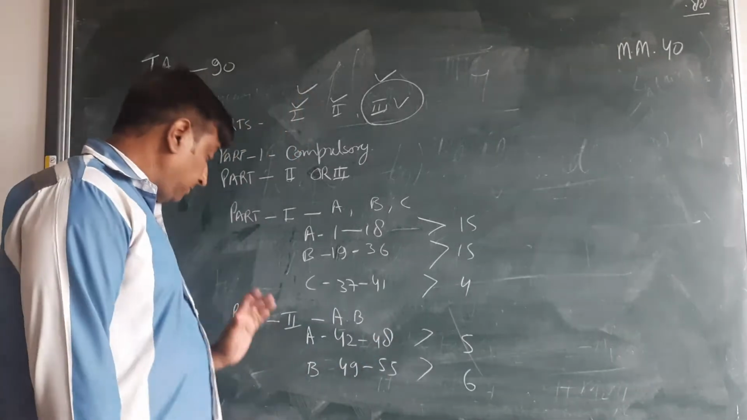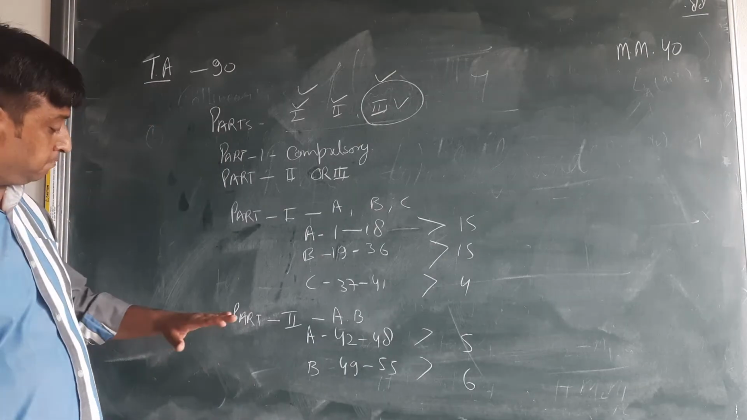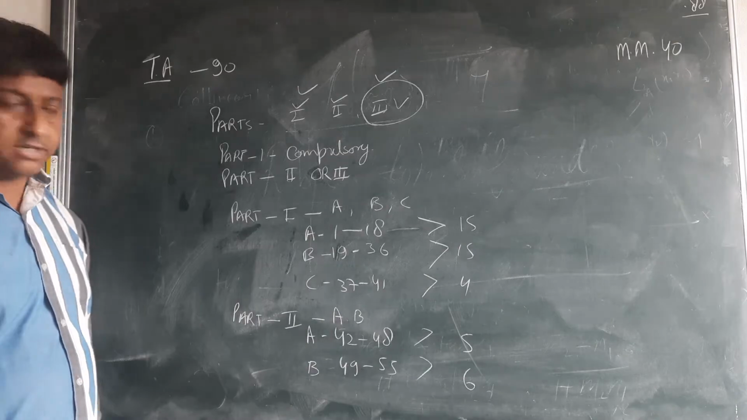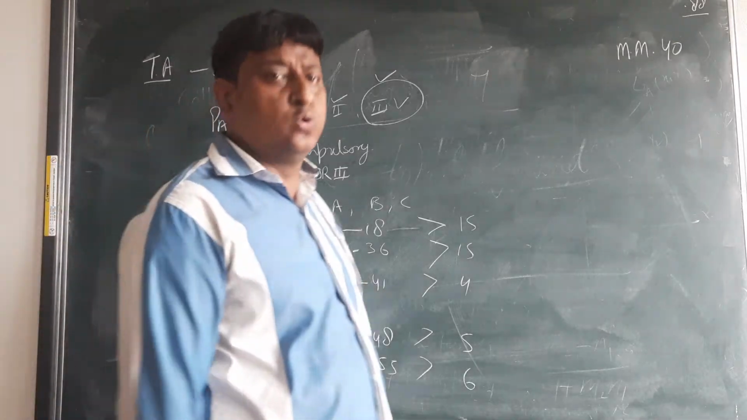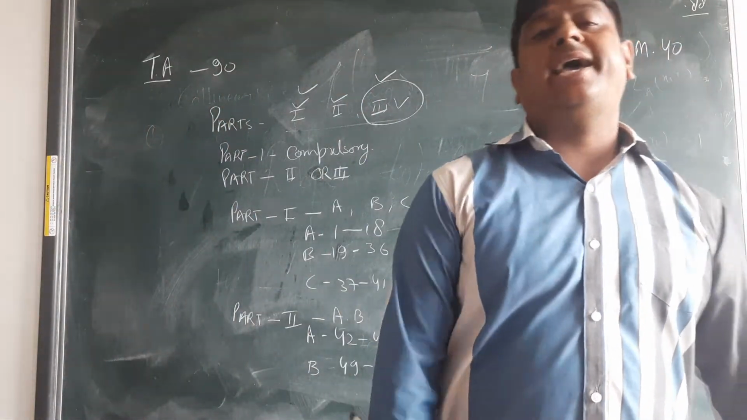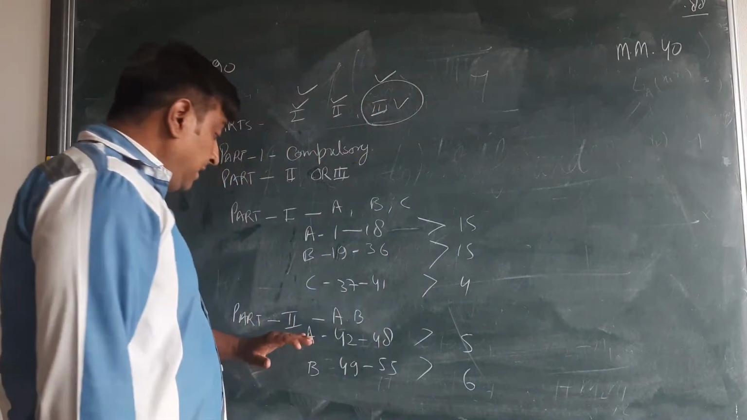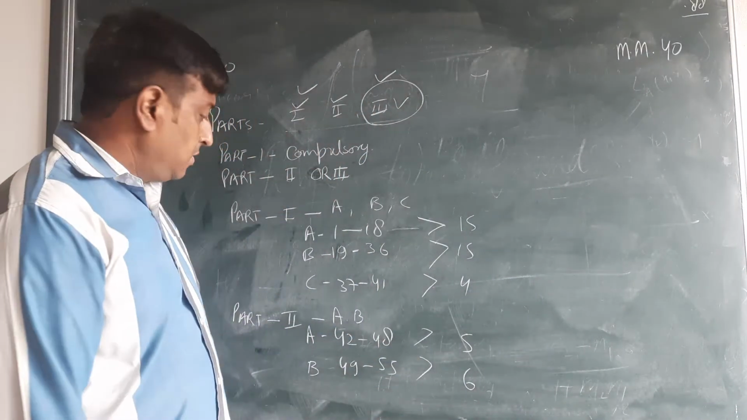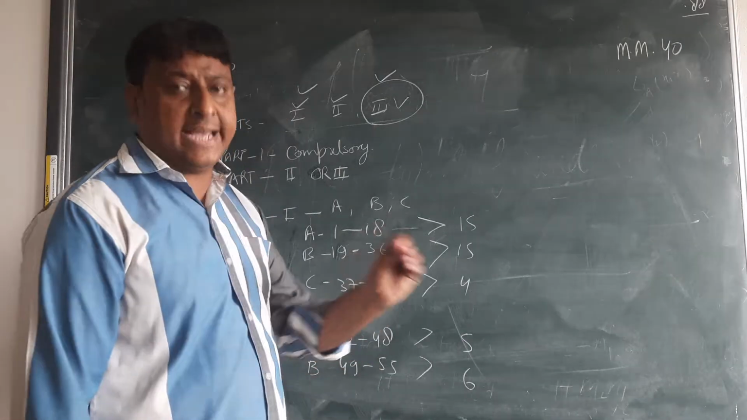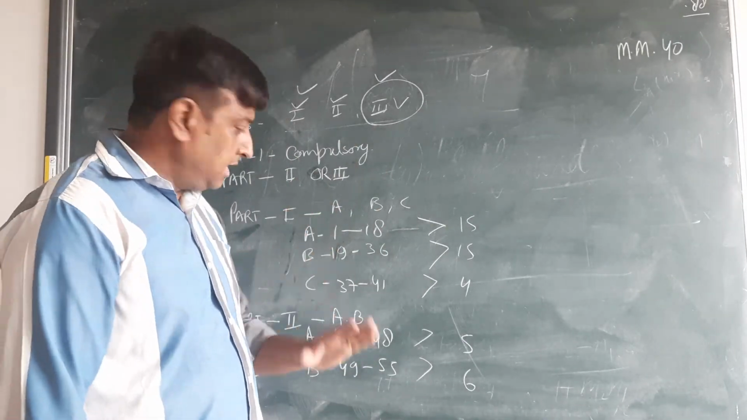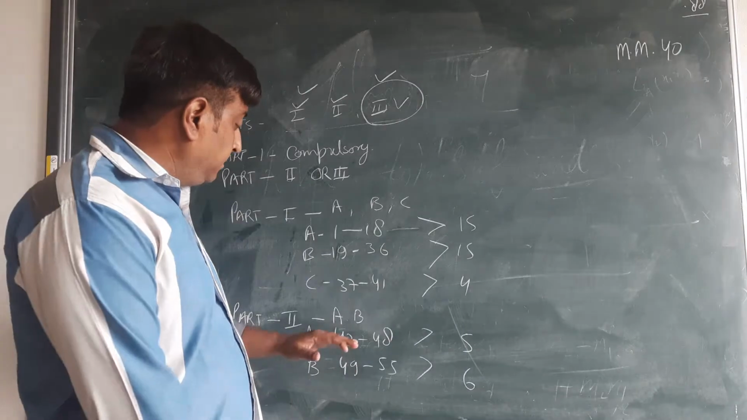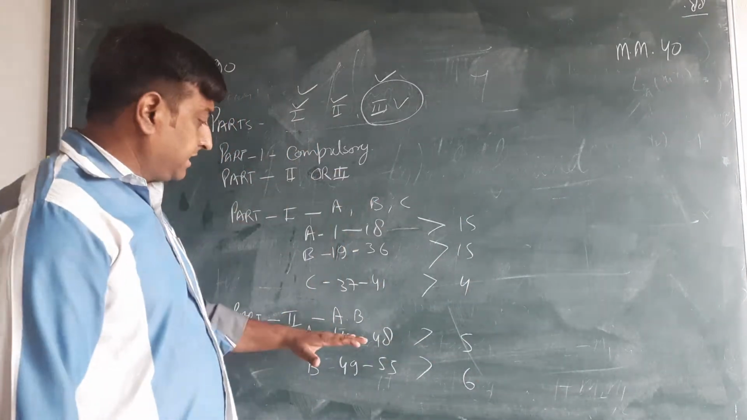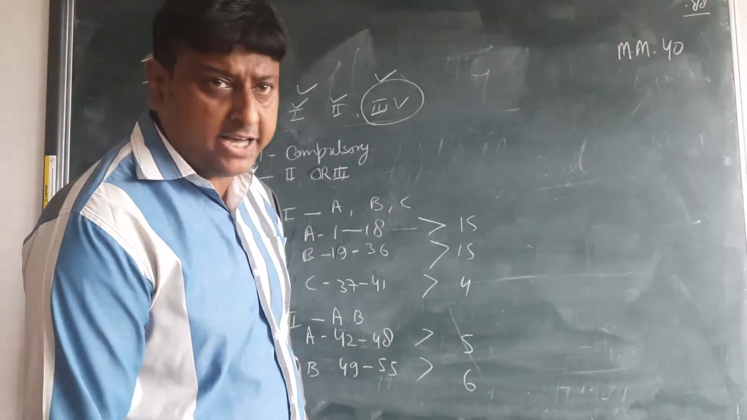Okay, beta, now go for Part 2. Part 2 has 2 sections, A and B. In Section A, 42 to 48, clear? There are 6 questions, and in these 6 questions we are going to attempt only 5.